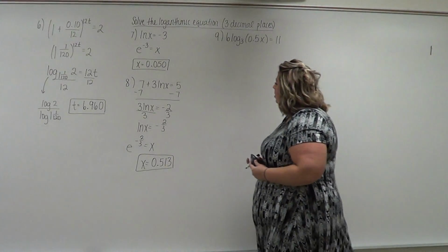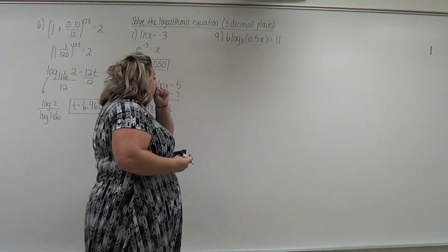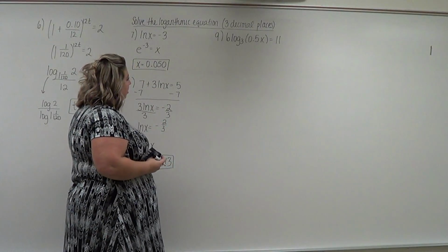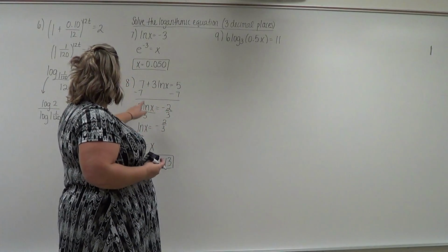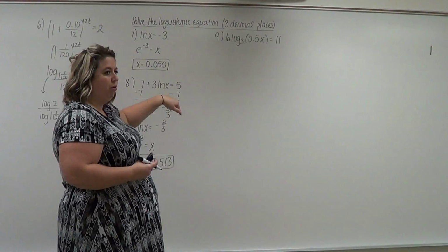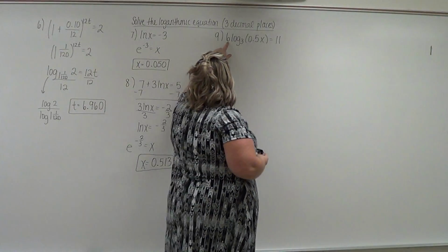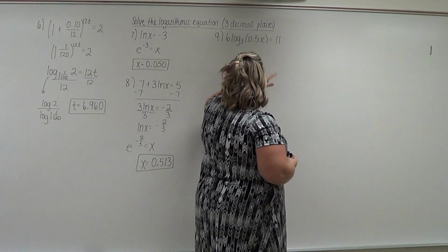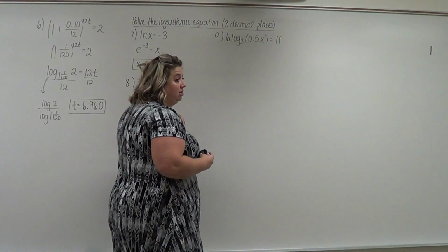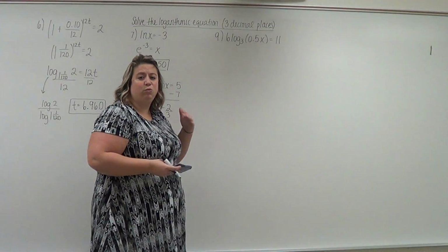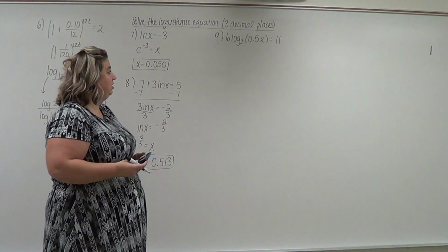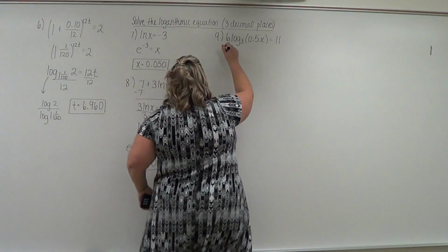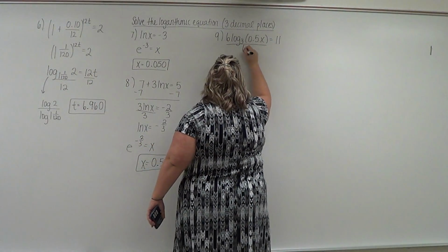Okay, number 9. I have my log by itself, kind of with this 6, just like we talked about before. I could have divided by the 6 or put it on as an exponent. I think it's easier just to divide. That way you're not doing square roots or cube roots, or in this case a 6th root. So I'm going to divide by 6.